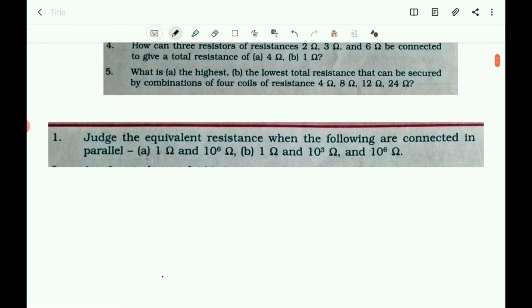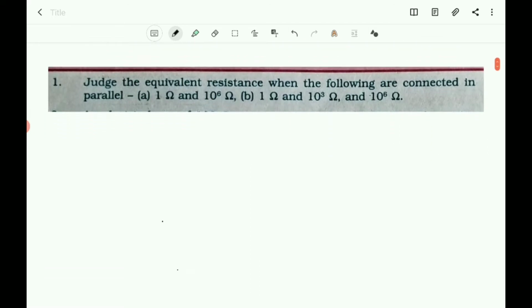First, take the first question: judge the equivalent resistance when the following are connected in parallel. The first one, A, is 1 ohm and 10 to the power of 6 ohm, and the second, B, is 1 ohm, 10 to the power of 3 ohm and 10 to the power of 6 ohm. So first let us take A. Here two resistors are there. The first one is R1, that is 1 ohm, and R2 is 10 to the power of 6 ohm.